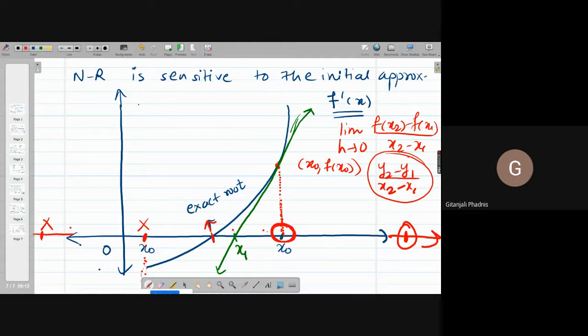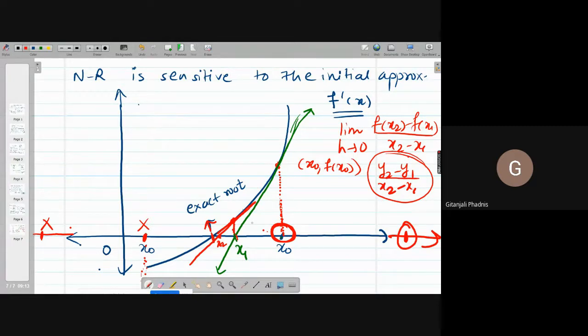Now again what I will do, I will consider this point and I will draw a tangent to the curve. So what happens? This is my x2. So this is a better approximation than x1. Yes, ma'am. Yes, and this is how you go closer, and this method is very fast. The answer which you may get in 7-8 steps using regula falsi, you may get in the 3rd step using Newton-Raphson.